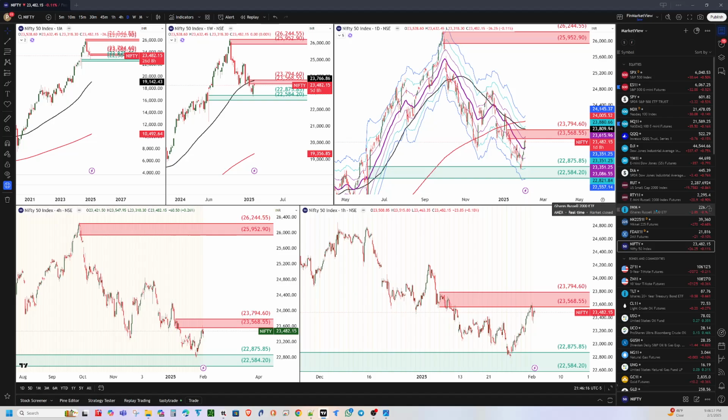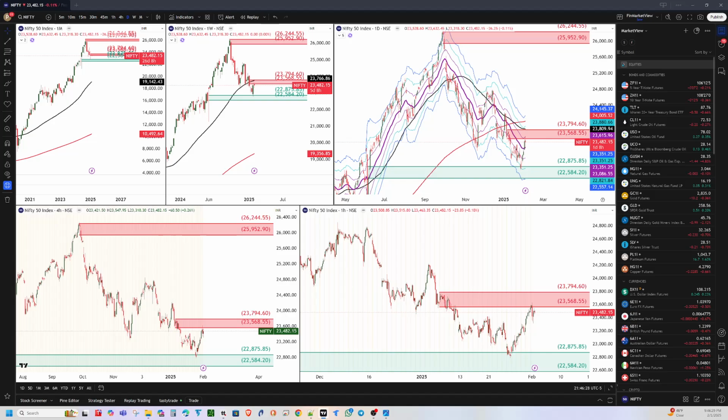So these are pretty much all the equity markets: S&P, Nasdaq, Dow Jones, Russell, IWM, FDAX, and Nifty, and also Japanese Nikkei 225 futures. Let's move on to the bonds and commodities. Let's look at the US 10-year note futures.